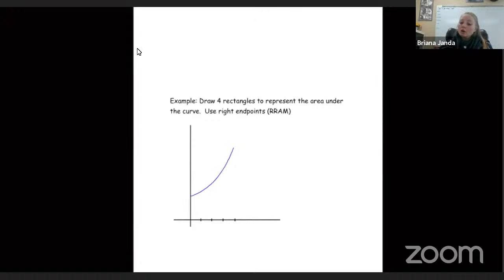And since it's a curve, not a linear equation, we're going to have to approximate it using RAM, a rectangular approximation method. Now, to just kind of ease us into this idea, we're going to draw 4 rectangles to represent the area under the curve. And so what you'll notice is our curve goes from here to here. And if I follow that curve down to my x-axis, it would match up right here, which means along our x-axis, we're going from the origin to that spot.